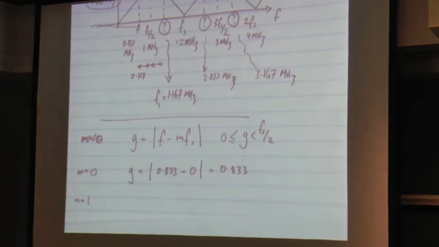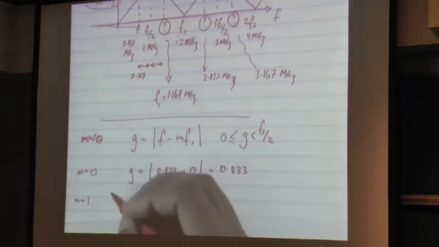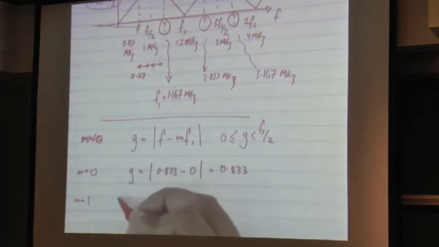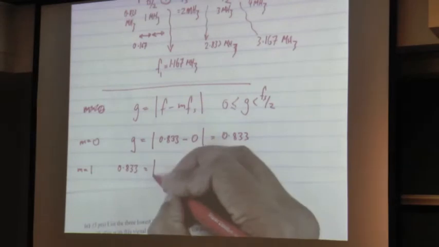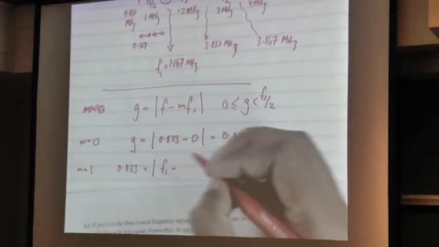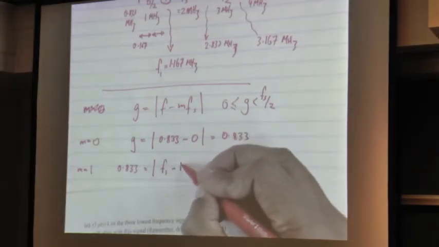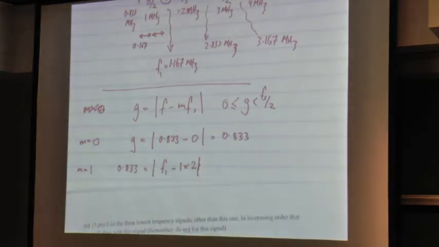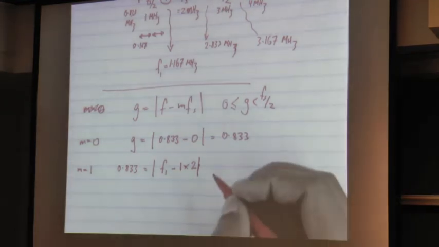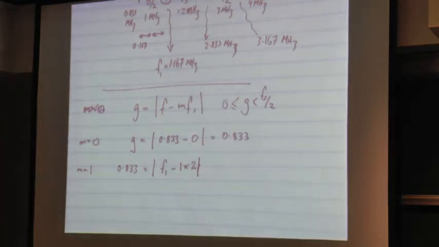When m equals 1, we now know the alias frequency. So in the top equation, what we would write is that 0.833, which is G, is equal to |f1 minus 1 times 2 megahertz|, right? 1 times 2. And then we would have to solve for this. So how do we do that?